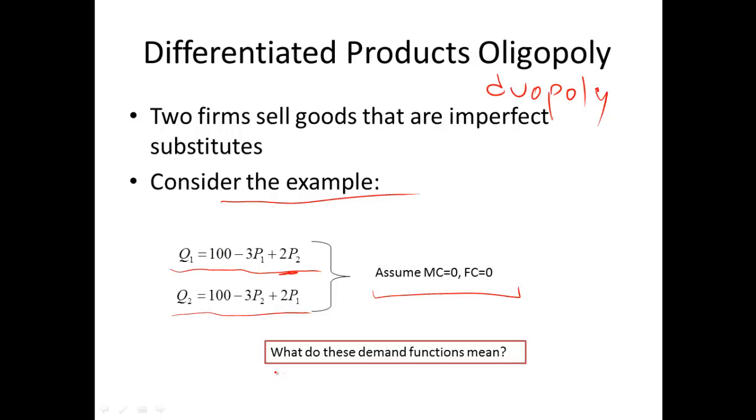Now, what do these demand functions mean? We've really already said that. We're just saying that as my own price rises, the quantity I sell falls. As the other product's price rises, it causes people to come over to my product. So as the other product's price rises, the quantity I sell rises.